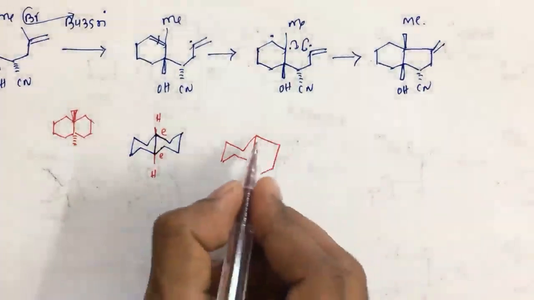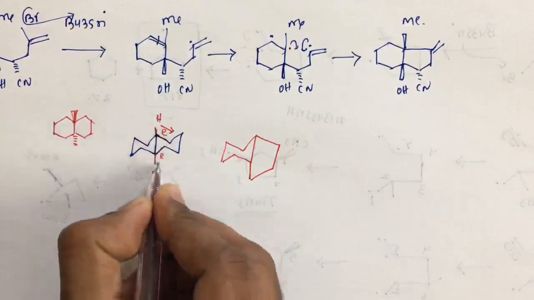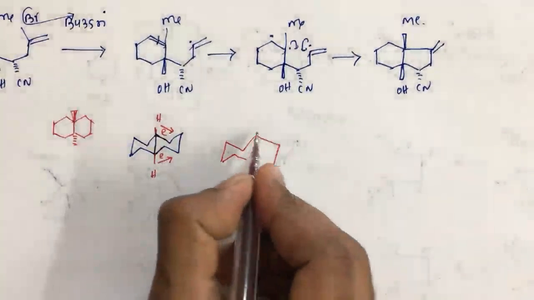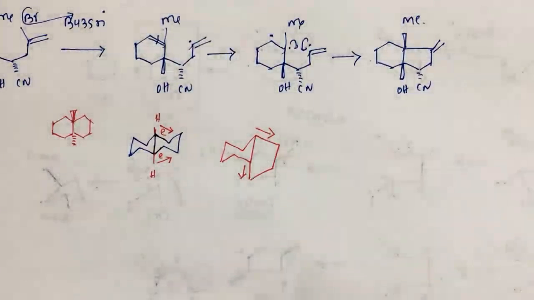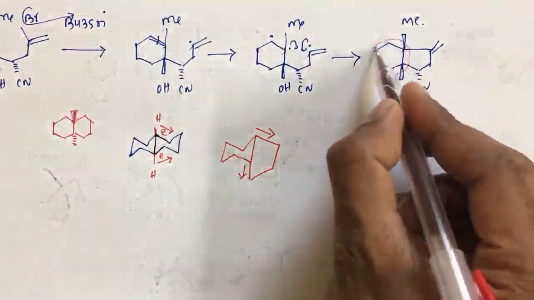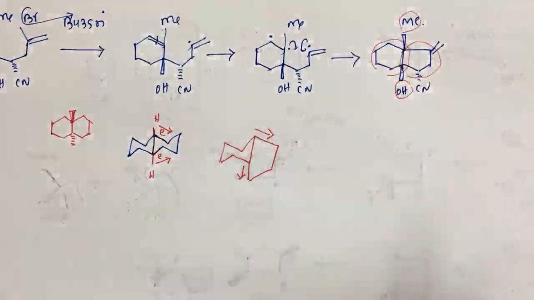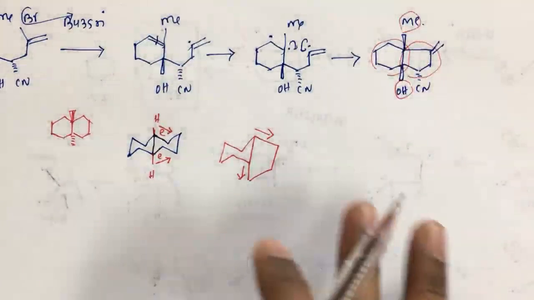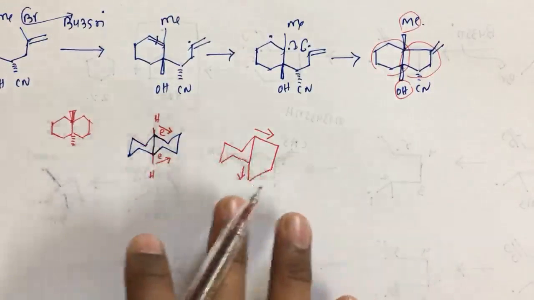Okay, and see here in this case this is below the plane and this is above the plane. In this case this is below the plane and this is also below the plane. So because of that reason, when one 6-member ring and one 5-member ring are fused, that time we will get cis stereochemistry, unlike two 6-member rings. So here with two 6-member rings we will get a trans stereochemistry.